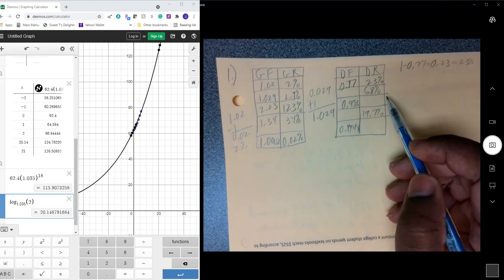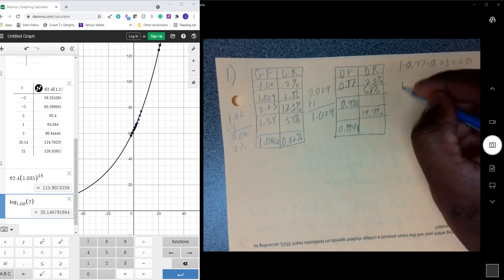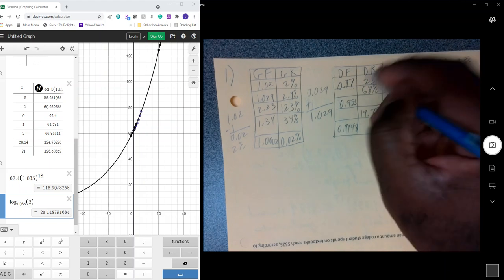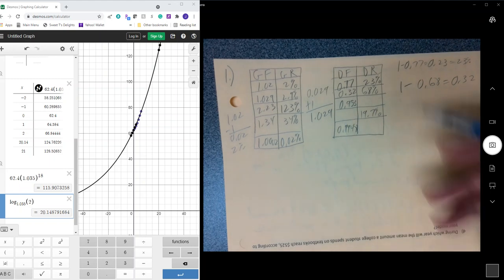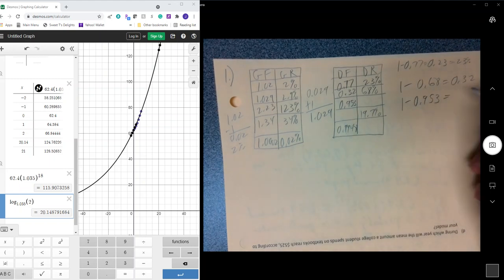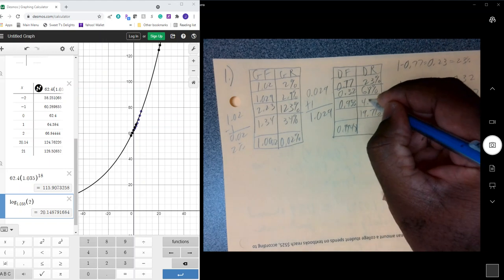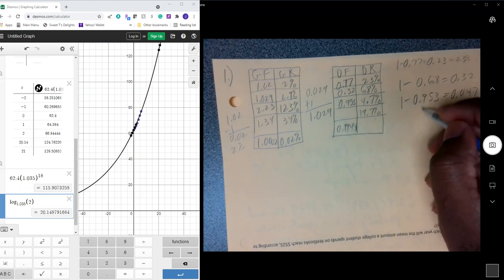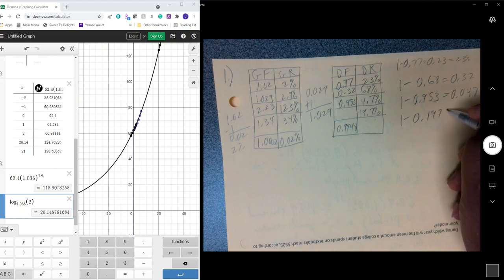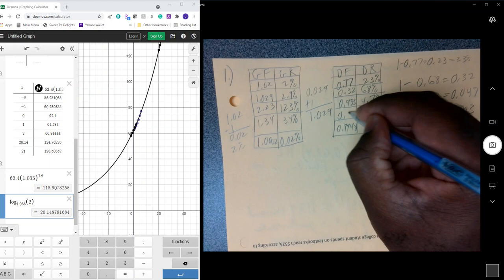Now here we have 68%. We'll change that to a decimal, and we would take 1 minus this, which would give us 0.32. Now that's how we change the decay rate to a decay factor. Here we'd take 1 minus 0.953, which would give us 0.047. Change that to a percent, it'll be 4.7%. Now here we have 19.7%, change that to a decimal, and it'll be 1 minus 0.197, which is 0.803.